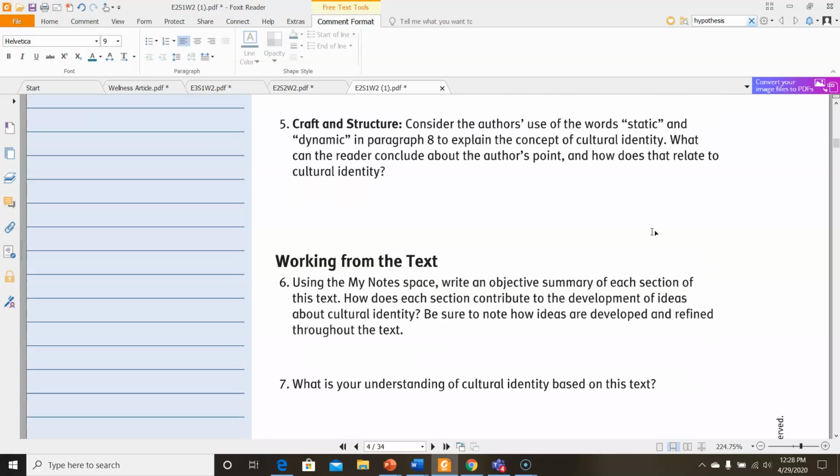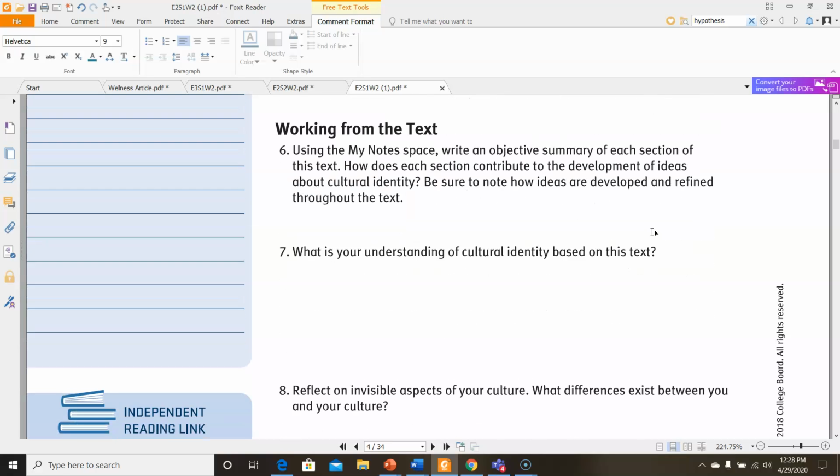Number 5 says, consider the author's uses of the word static and dynamic in paragraph 8 to explain the concept of cultural identity. What can the reader conclude about the author's point, and how does that relate to cultural identity? So look at where they use static and dynamic, and if you don't know what those words mean, you might want to look them up. But then consider how the author uses them to explain what cultural identity is, and then what can you conclude about that?